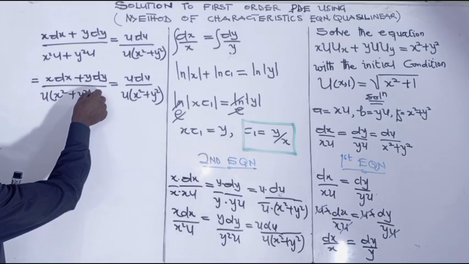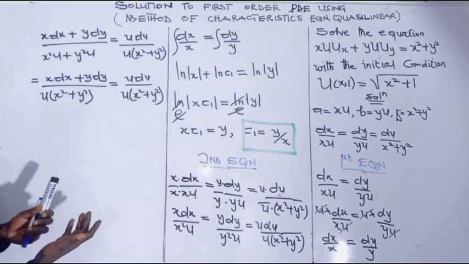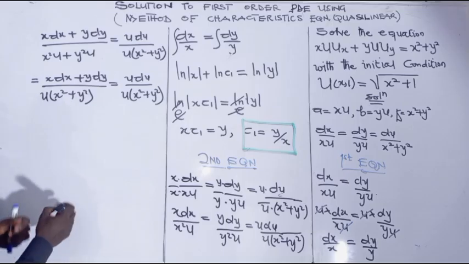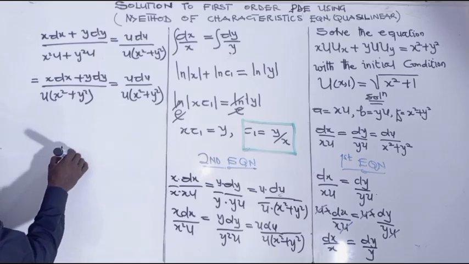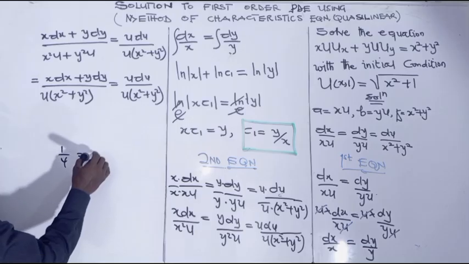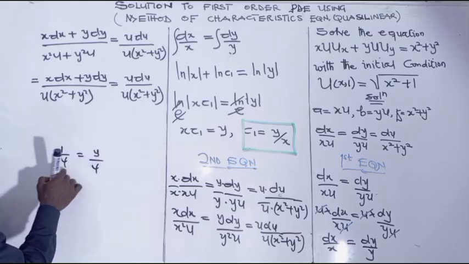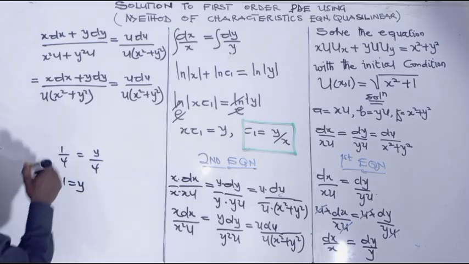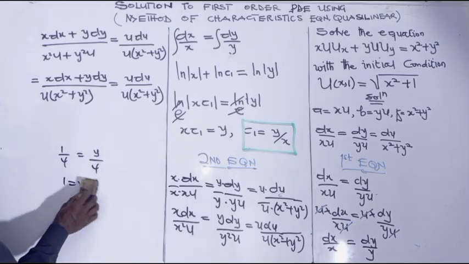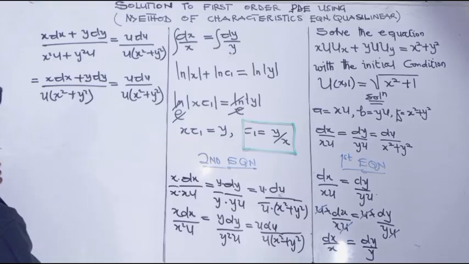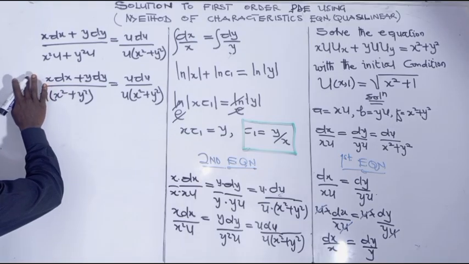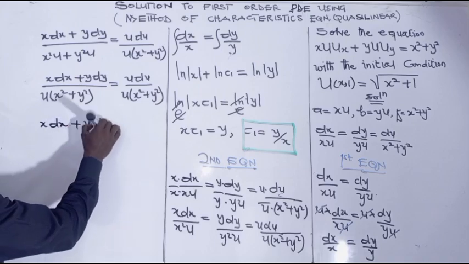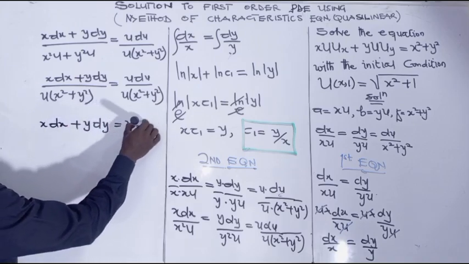So from here, you can see that the denominators are the same. And when the denominators are the same, you can just equate their numerators. Because when we have a fraction, let's say 1 over 4, and this is equal to, let's say, y over 4, since the denominators are the same, we can equate their numerators. That is what we are going to do here. So we have x dx plus y dy is equal to u du.